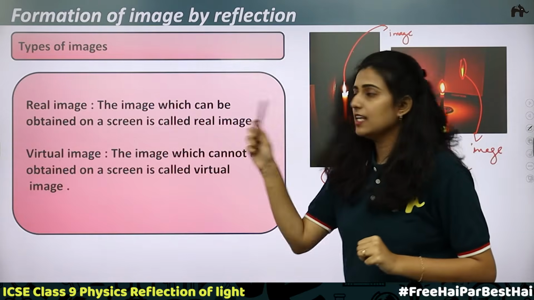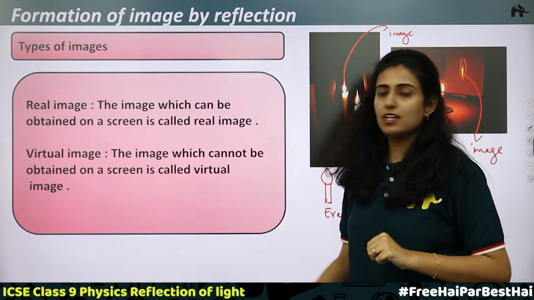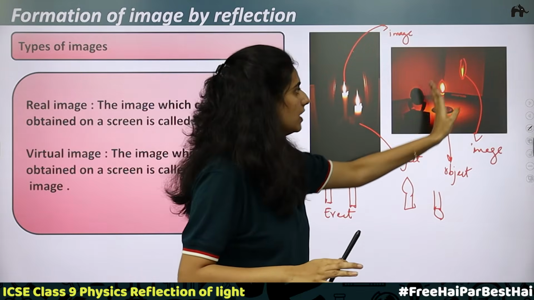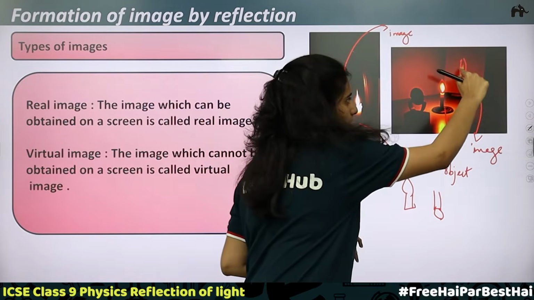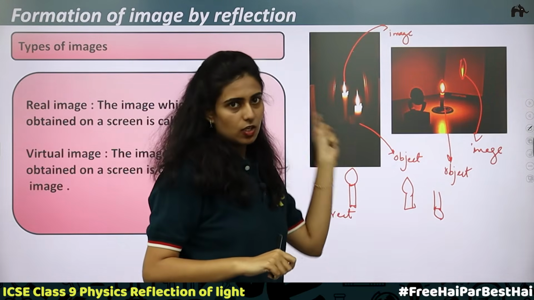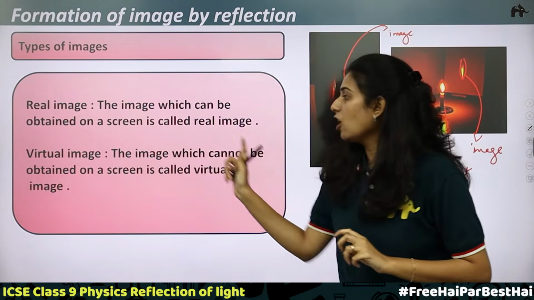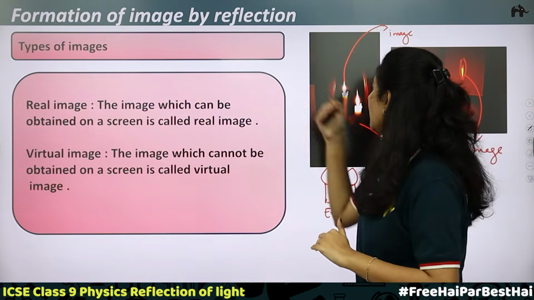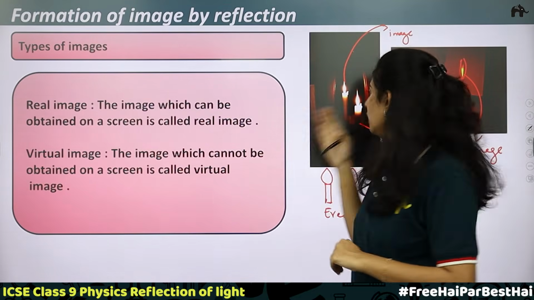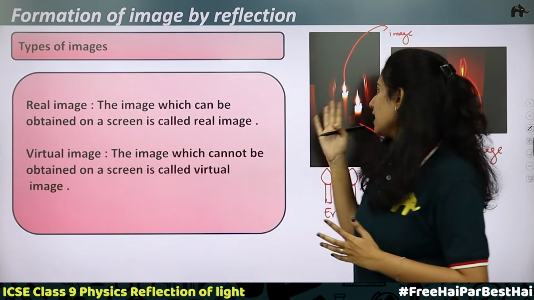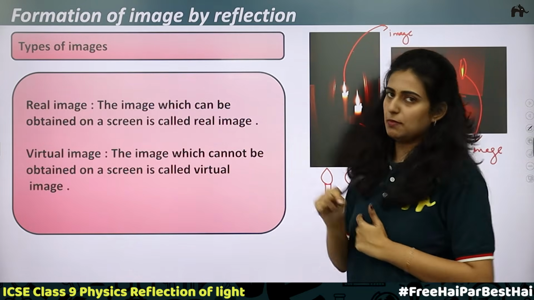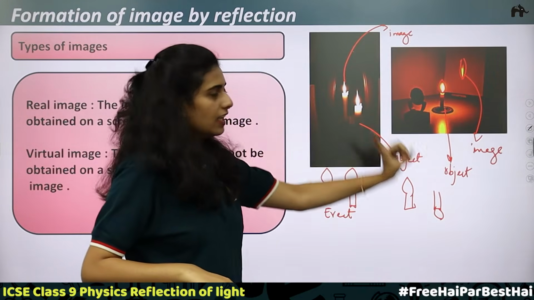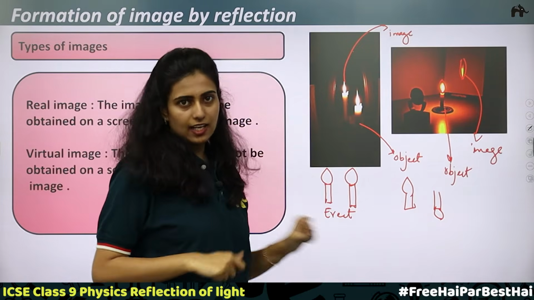So what are they? Real image: the image which can be obtained on a screen is called a real image. So keeping a white cardboard or a white sheet of paper, you can get the image. Here, can you touch the image? No, right? So the image which cannot be obtained on a screen is called a virtual image. You cannot place a screen behind the mirror. Is it possible? No, right? Only in front of a mirror you can do that. So this type of image, which is just a feeling, is called a virtual image. Real images are inverted, virtual images are erect.